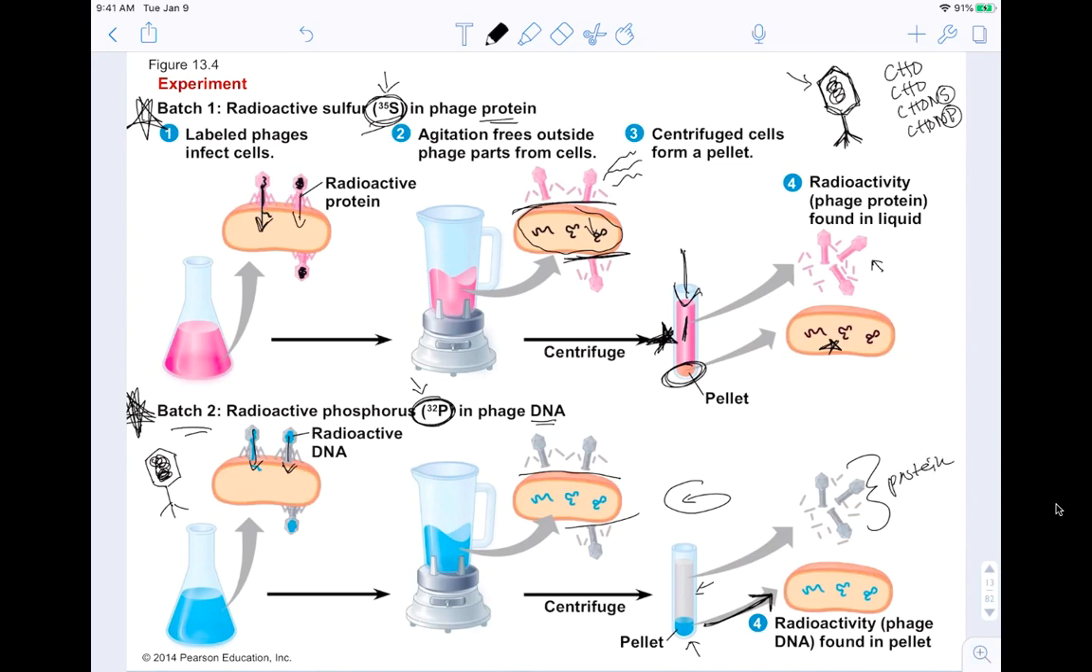So this proved that the DNA, which contains phosphorus, right, is the transforming molecule. It's the molecule that's responsible for heredity. It's the molecule that's responsible for carrying the genetic code. So this is how they discovered it with the Hershey and Chase experiments that were just a build off of everyone else that came before them. They all relied on each other, but this one is what really showed that DNA is in fact the molecule of our genetic information.